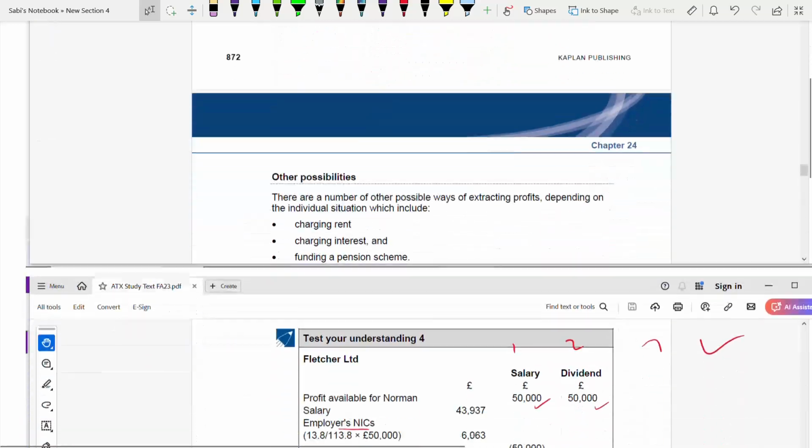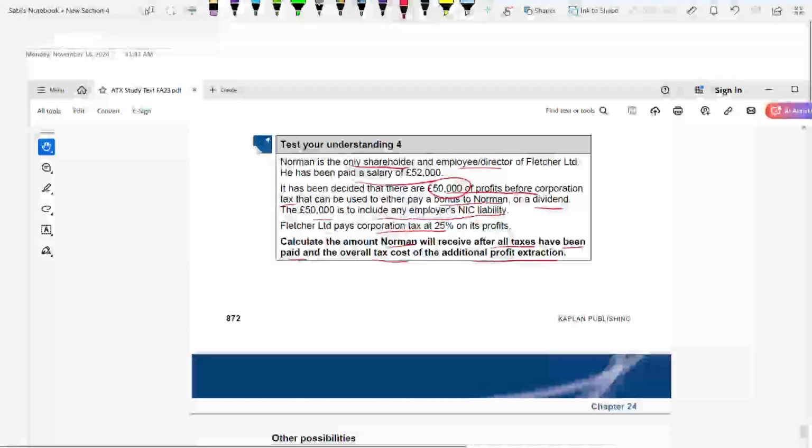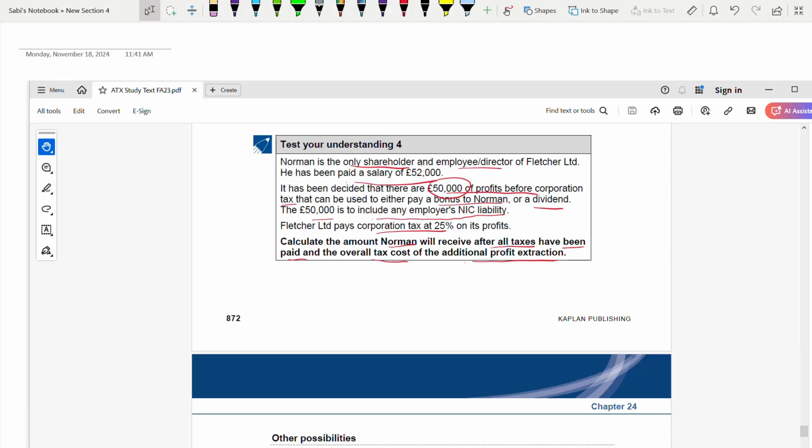So now take that out of this 50,000. That 50,000 is a benefit. So because it's a benefit, on that 50,000, NIC on a benefit is 13.8%. Okay, that's why.